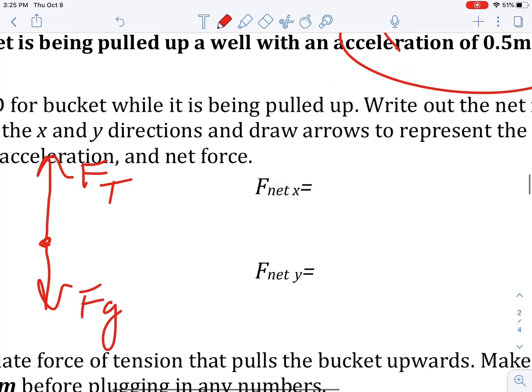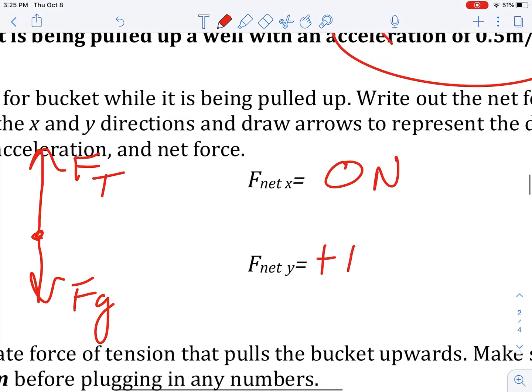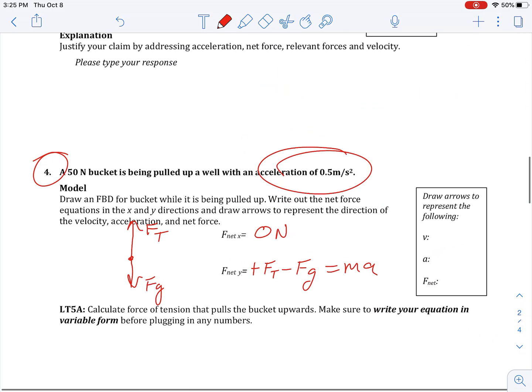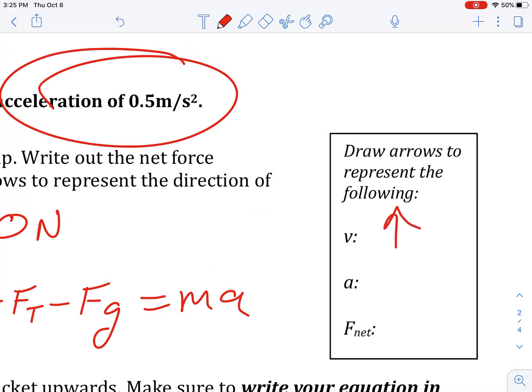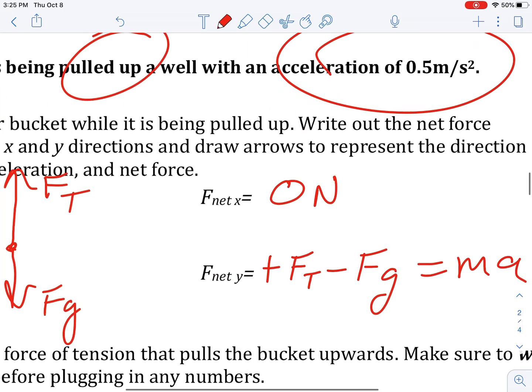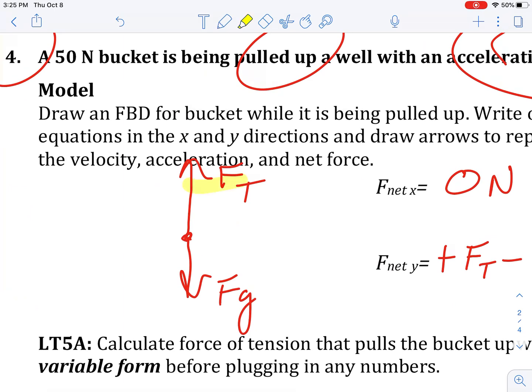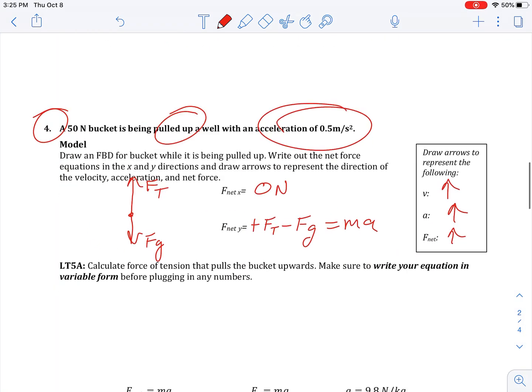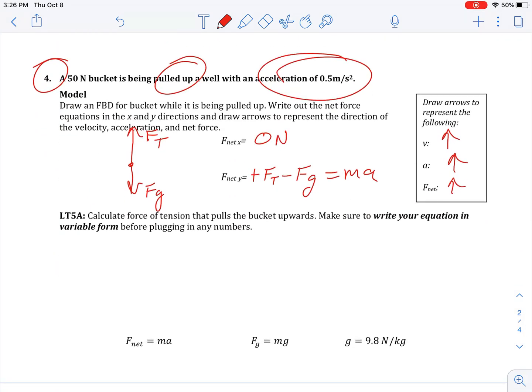In the x direction, there are no forces, so that's just equal to 0. But in the y direction, we've got plus force tension minus force gravity, and because they're not balanced, they equal mass times acceleration. We know that it's being pulled up, so the velocity is up. We know the net force is up because we see that force tension is larger than force gravity. So we know acceleration is also up because it points the same way as force net. All right, now let's solve the problem.